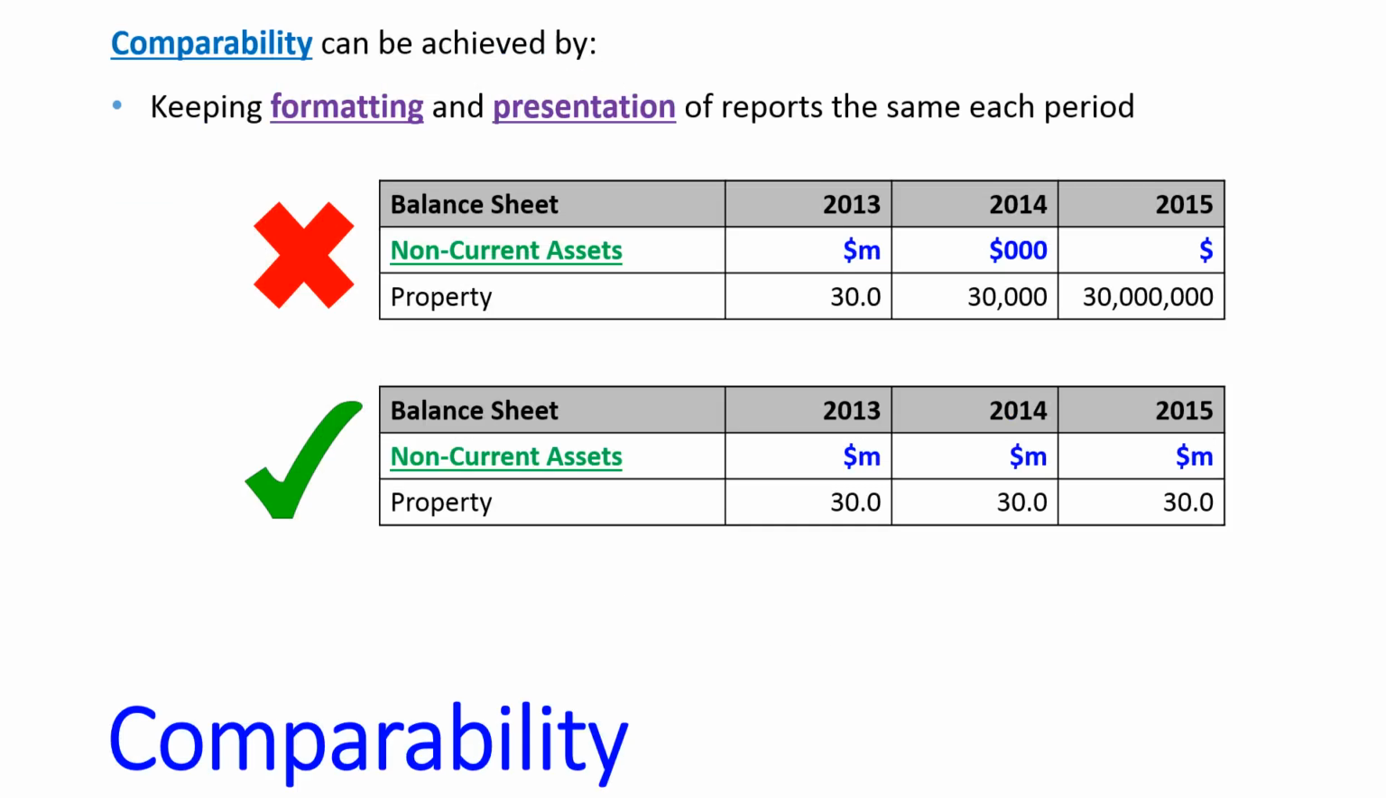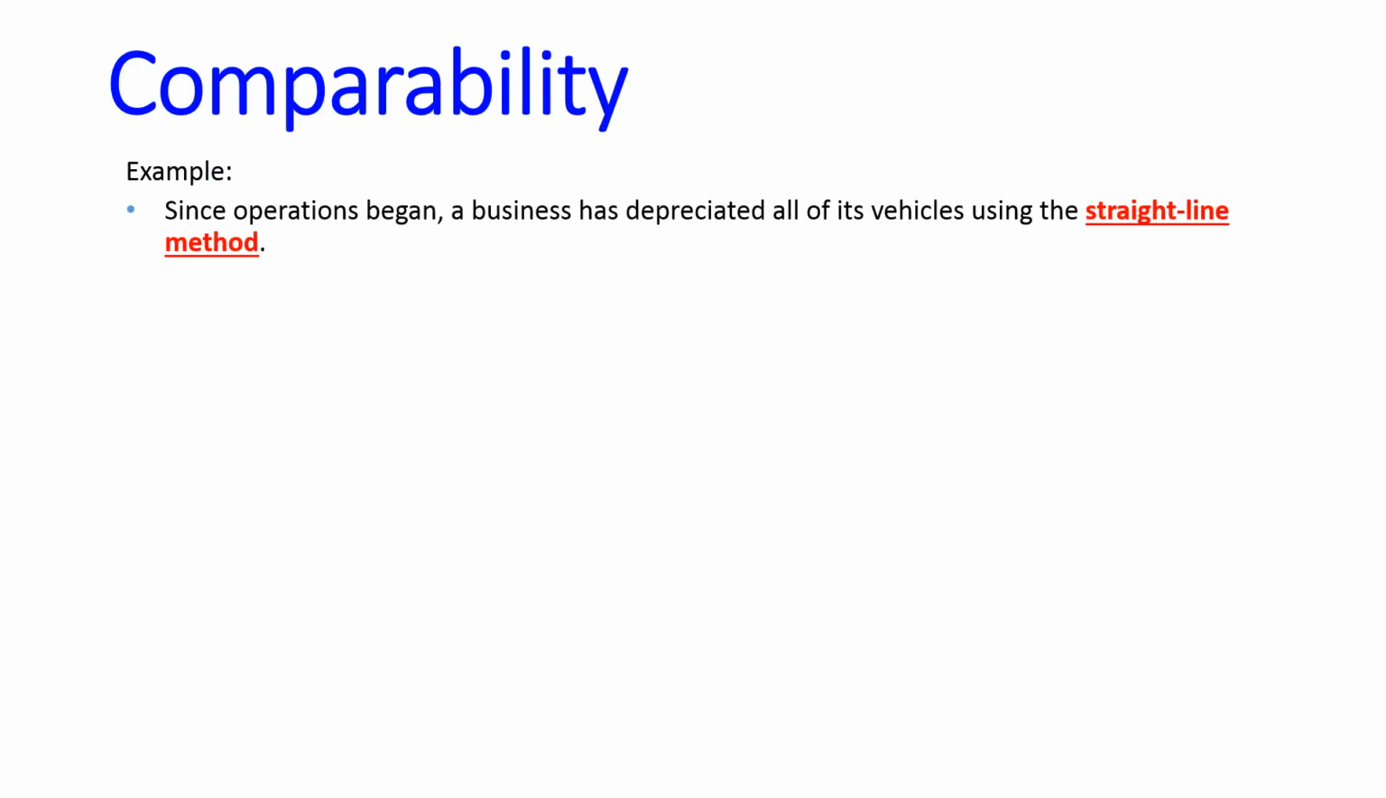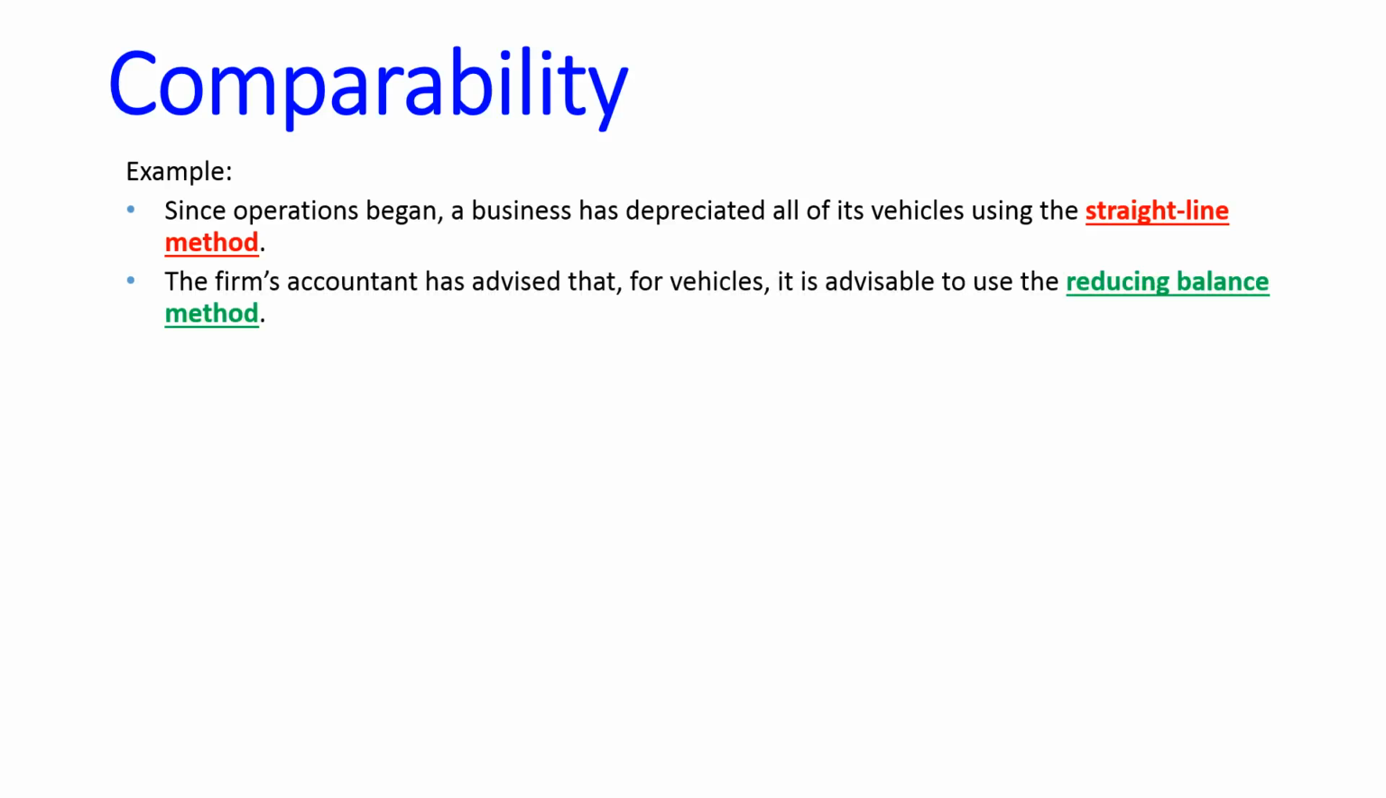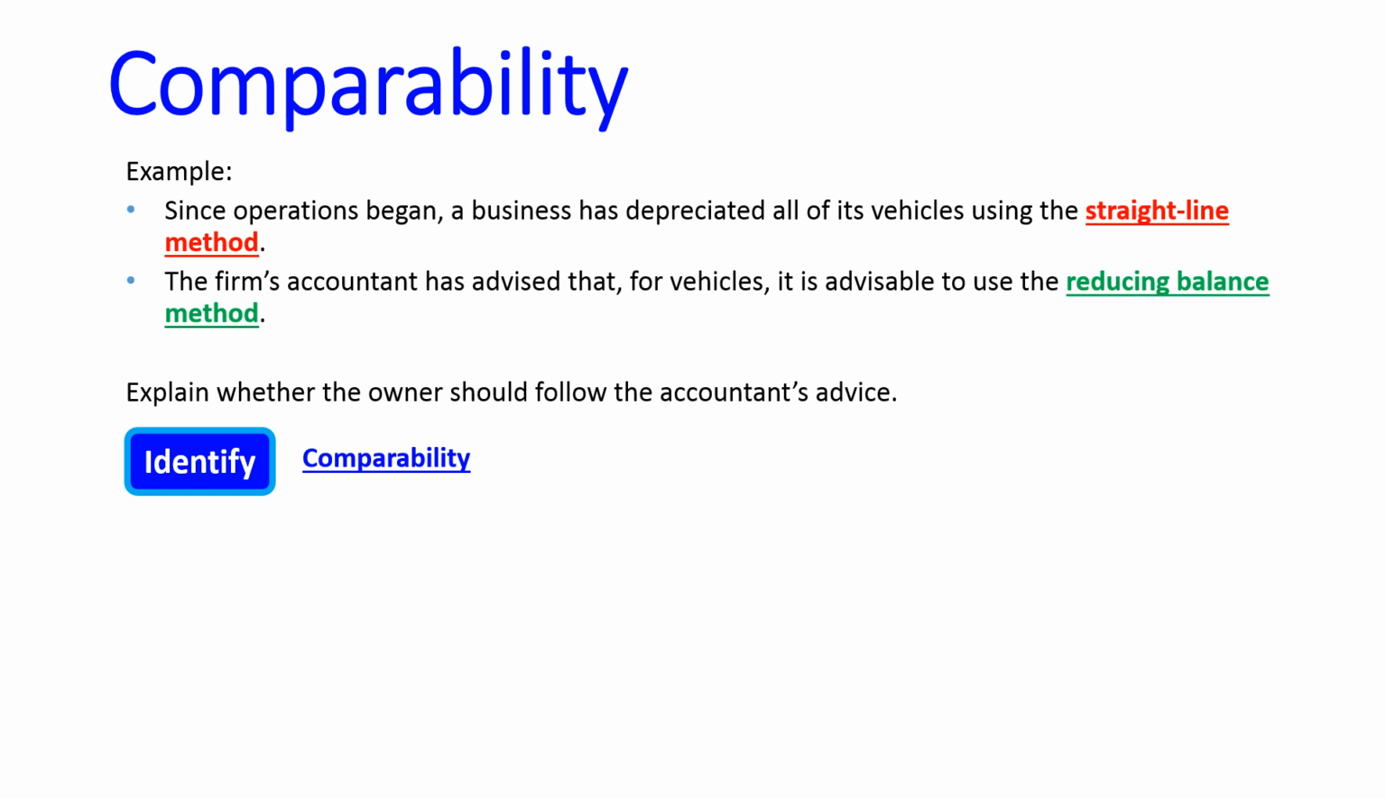amount. Looking at an example, since operations began, a business has depreciated all of its vehicles using the straight line method. The firm's accountant has advised that for vehicles, you should actually be using the reducing balance method, which is correct. However, explain whether the owner should follow the accountant's advice. So there's going to be some theory that says you should change, for example, relevance. However, in this case, I'm going to use comparability.